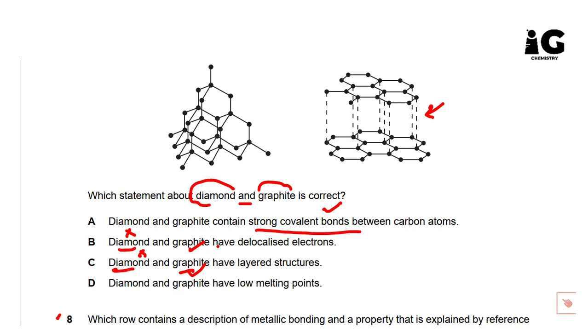So this is not correct because above we said they contain strong covalent bonds. So actually this is not low melting point because a strong covalent bond needs a high melting point. So actually the correct answer is A.